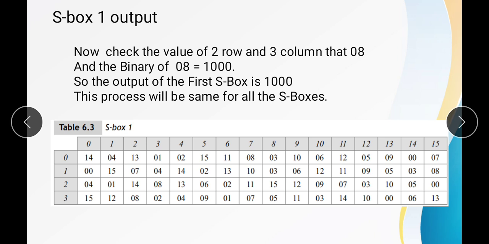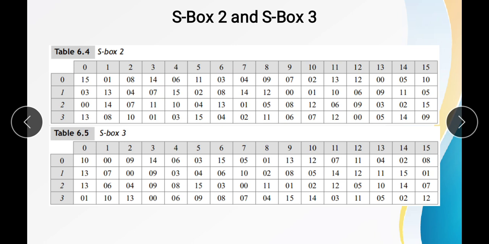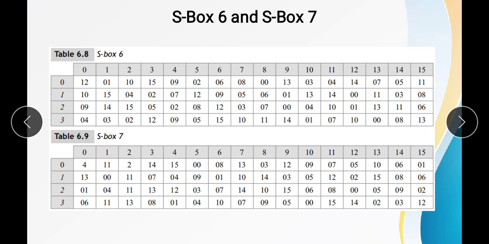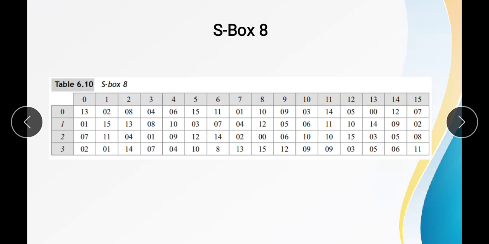Similarly, we have to perform the same operation on all the S boxes. We have a total of 8 S boxes, and for each S box we have an S box table. This is given here: S box 2 and S box 3, S box 4 and S box 5, S box 6 and S box 7, S box 8. We apply the same process for each S box, and we'll get 8 4-bit outputs. So it will be a 32-bit output of the process.